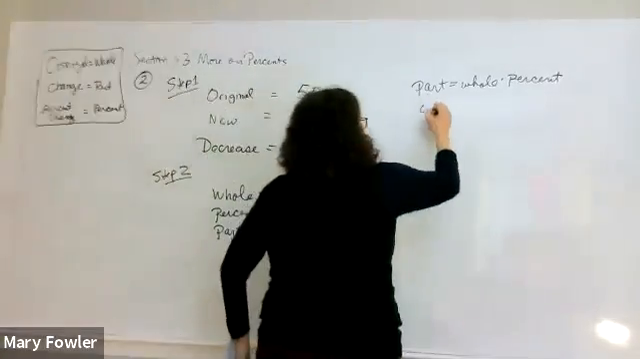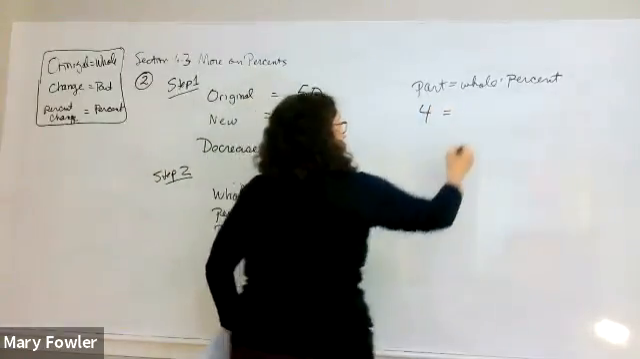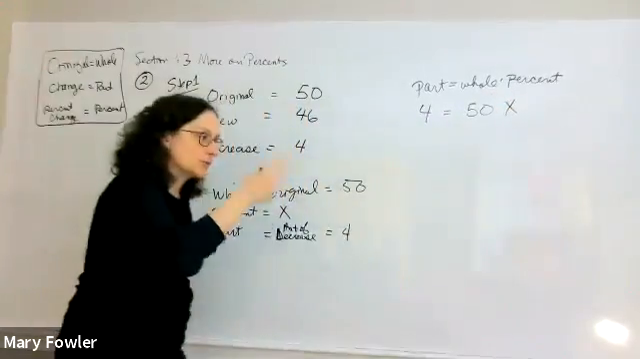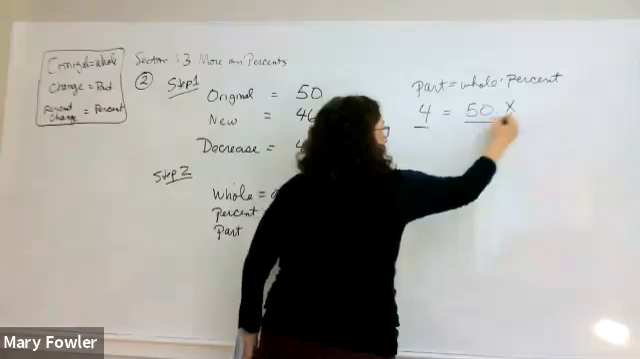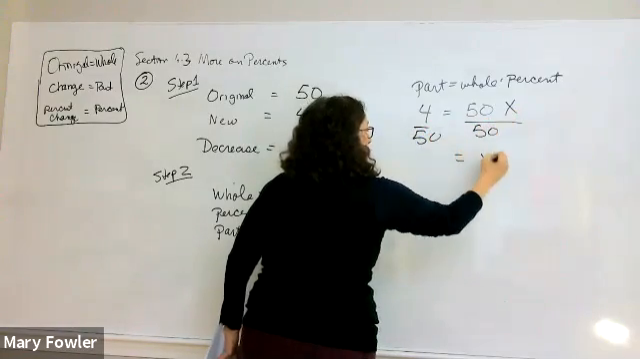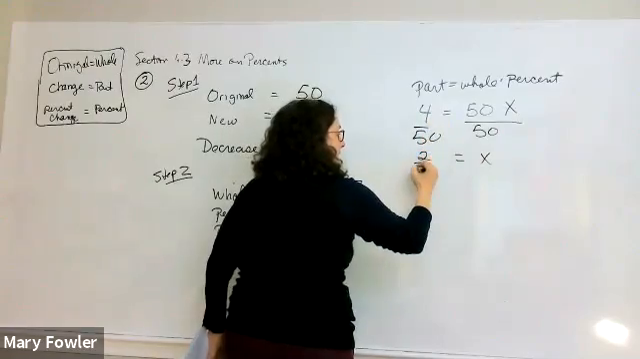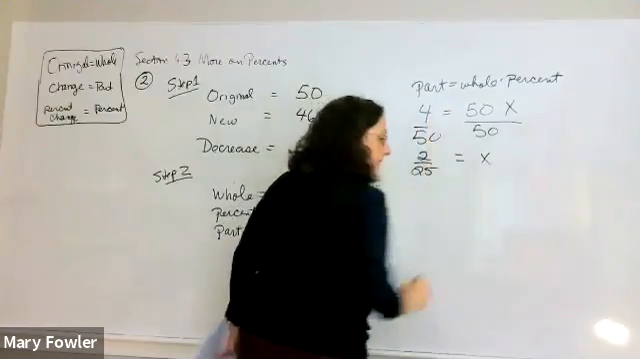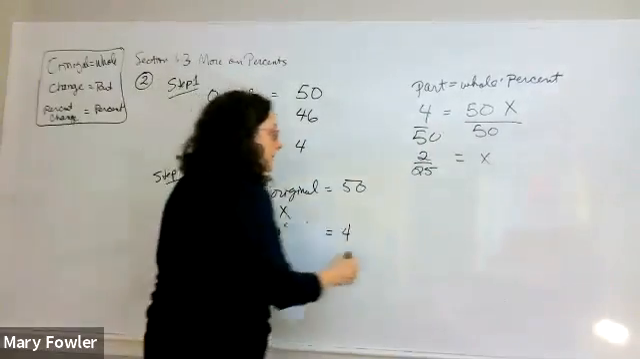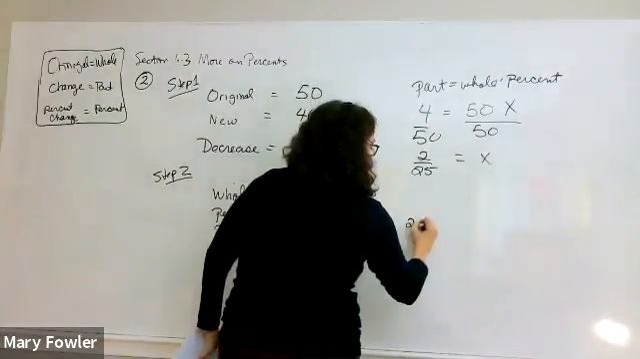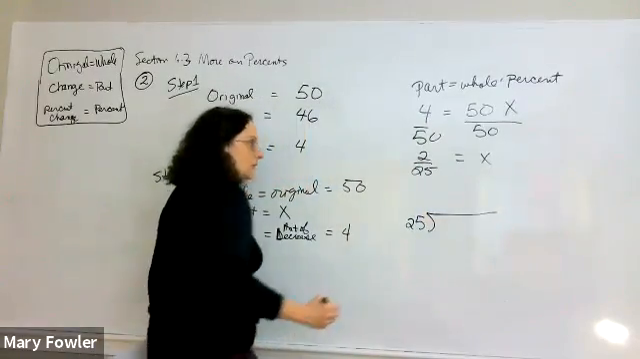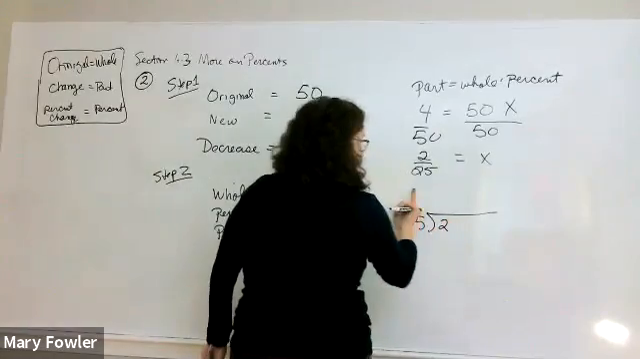So my part is 4. My whole is 50, and my percent is the unknown. We're going to divide both sides by 50 so we can solve for the percent. So 4 over 50, we can write that as 2 over 25, reducing. And now we have a division problem. We're going to have to take 25 and divide that into 2.